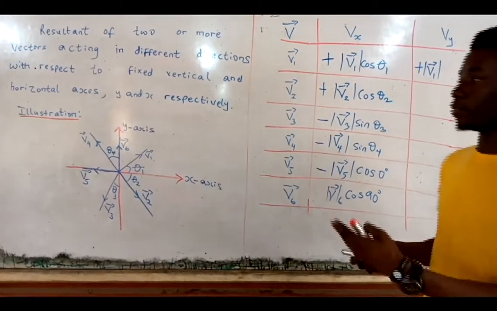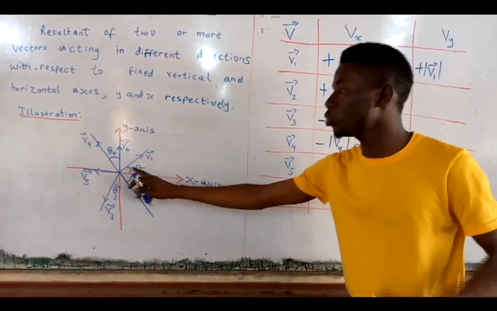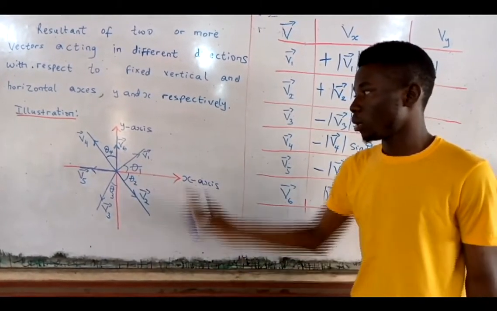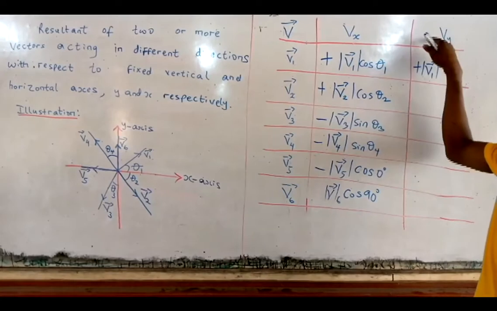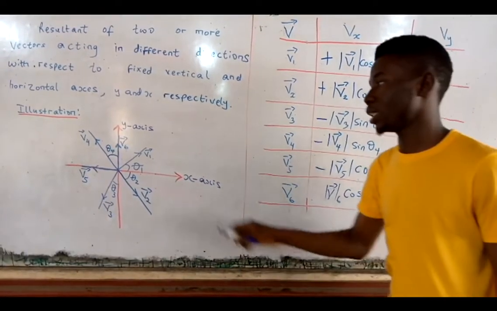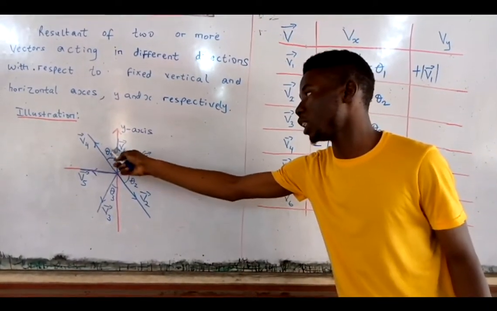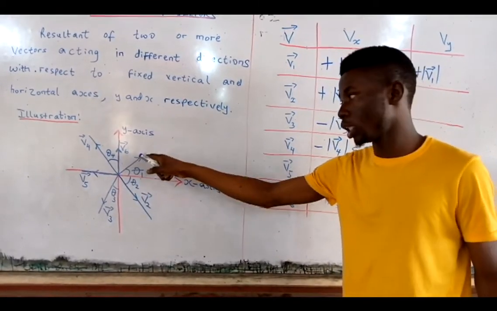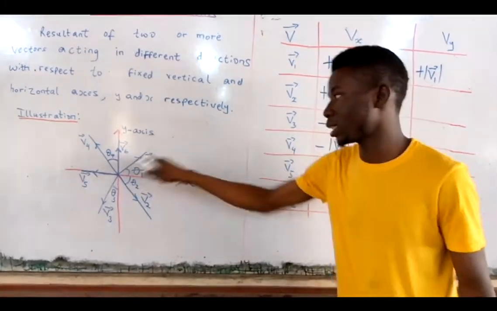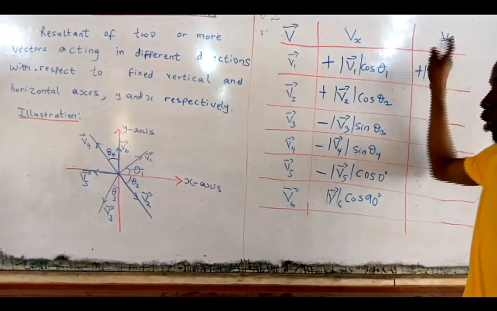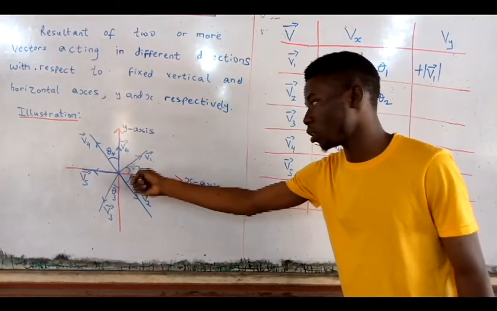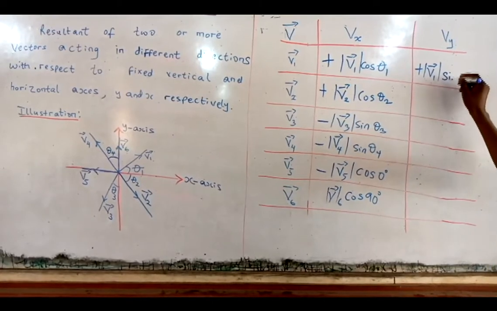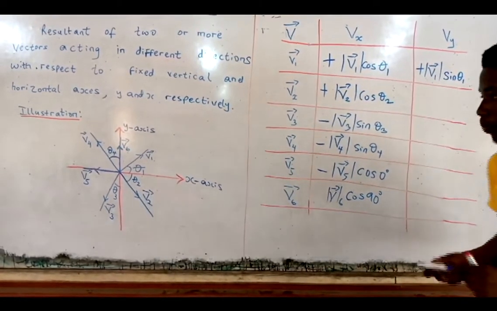Then the next thing is that angle theta 1 is formed with the x-axis, and yet we are dealing with the y-axis now, which implies that we are not going to make use of cosine of the angle, simply because the angle is not between the vector that we are dealing with and the axis that we are resolving to, which implies that the sine of the angle theta 1 is going to be used. That is sine theta 1.